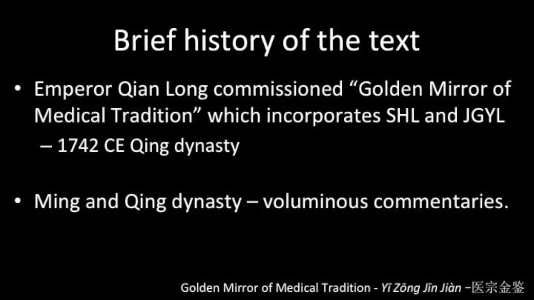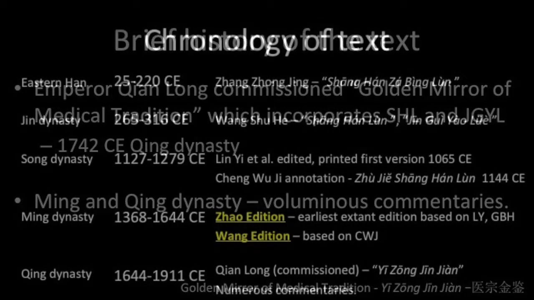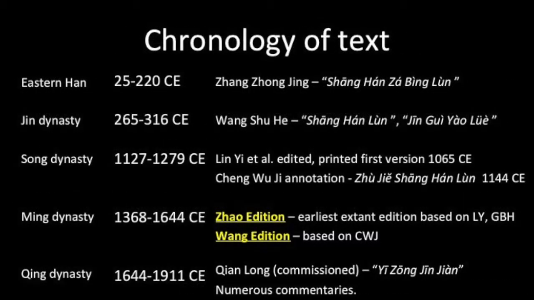The Emperor Qianlong commissioned an important work which included a corrected version of the Shang Han Lun and the Jingui Yaolue in the Qing dynasty. There were voluminous commentaries on these two works in the Ming and the Qing dynasties. As the text went through various changes throughout the ages, researchers tried to unravel which parts of the texts are original and how the original text was arranged.